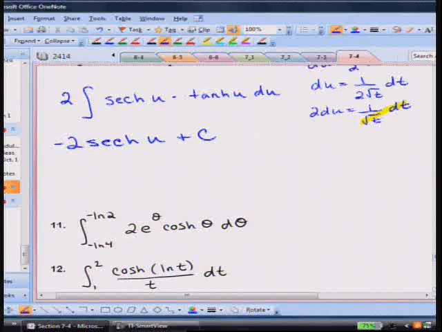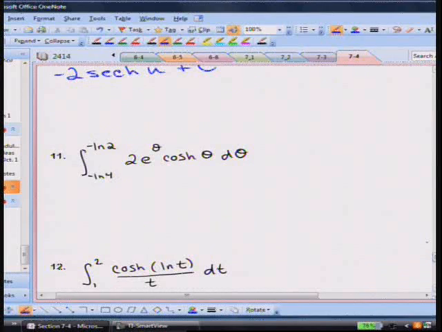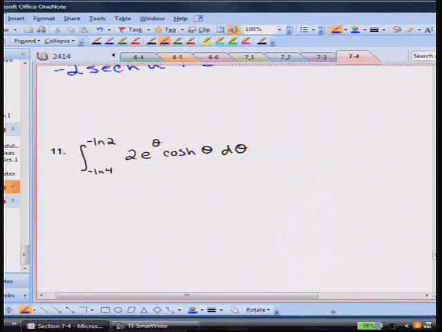Let's do another one, Ms. Brooks, because I just don't get enough of this stuff. No problem. Let's do number 11. All right.